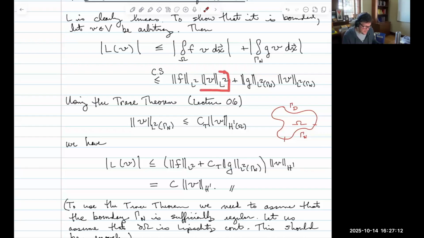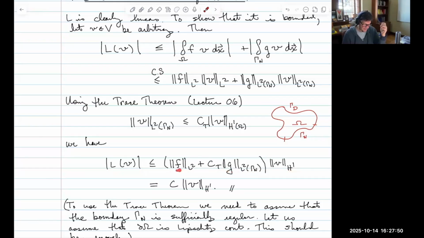So what did I do here? I said that this quantity here is less than the H1 norm of V. Is that true? Yeah, because the L2 norm is contained within the H1 norm of V. And this guy is controlled by H1 through the trace inequality. So both of these terms are controlled by some constant times the H1 norm of V. And so I can take the H1 norm of V outside of the parentheses using the distributive property, and I can show that this is ultimately less than this times that.